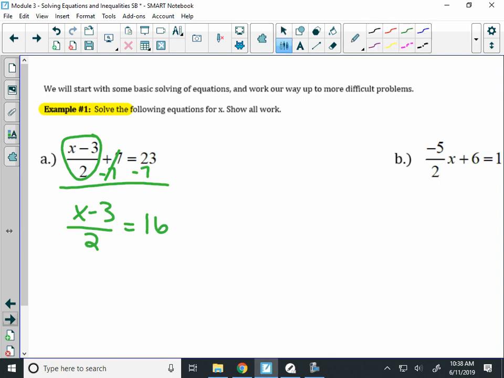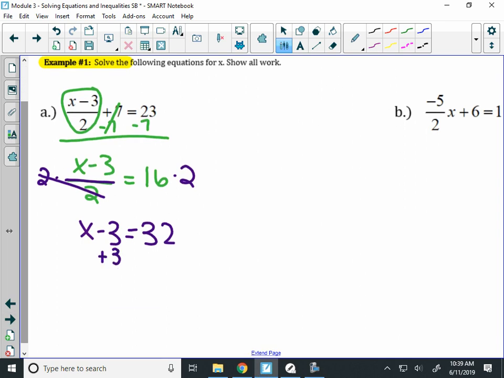Now, I can't touch the x until the fraction is gone. I don't like fractions. The 2 here is being divided. So we said the opposite of dividing was multiplying. So I'm going to multiply both sides by 2. Now all that does on the left is it cancels the denominator. It does not change the numerator. The numerator is still x minus 3, and we'll set that equal to 32. So now all you have to do is add 3 to both sides, and you'll get the final answer that x equals 35.